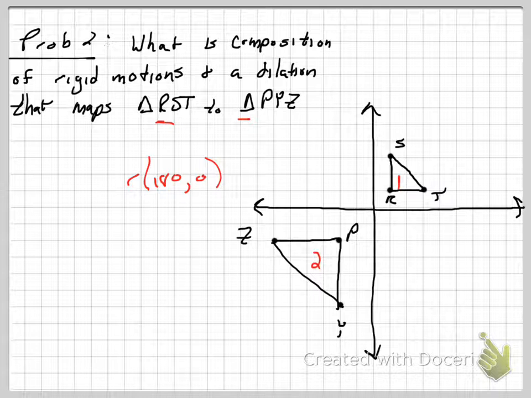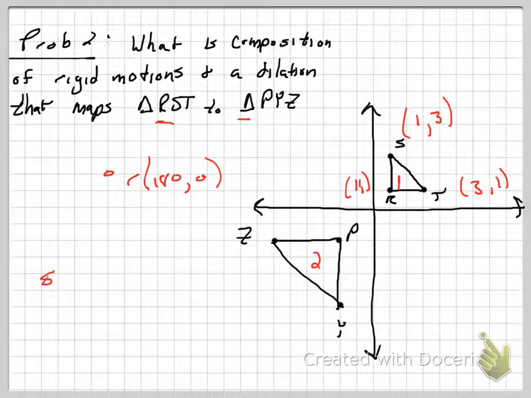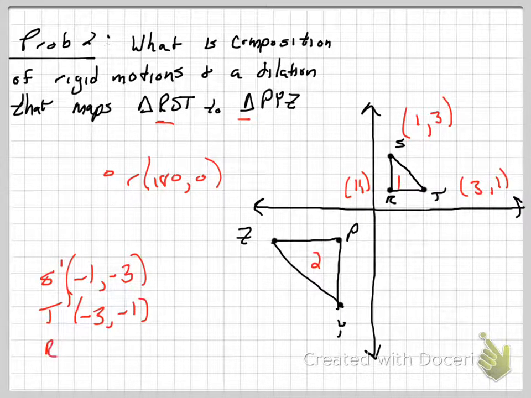Well, it comes down to looking at what the points are. We got T at 3, 1. We got S at 1, 3. And we got R at 1, 1. Well, with a 180 degree rotation, if we do that first, S prime is going to be negative 1, negative 3. T prime is going to be negative 3, negative 1. And R prime is going to be negative 1, negative 1.